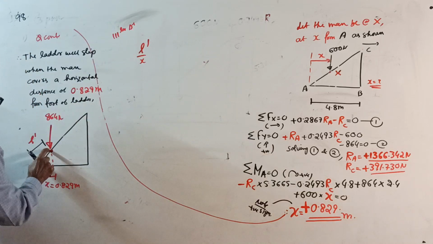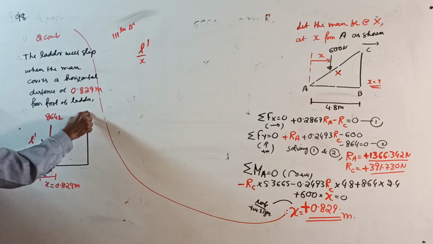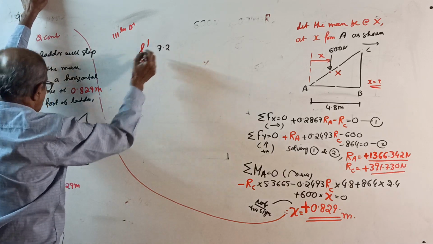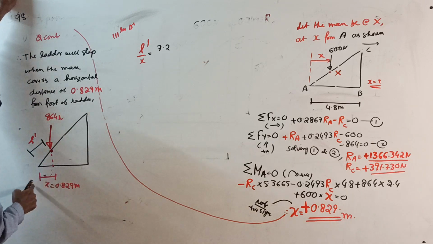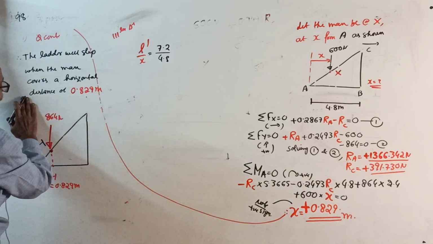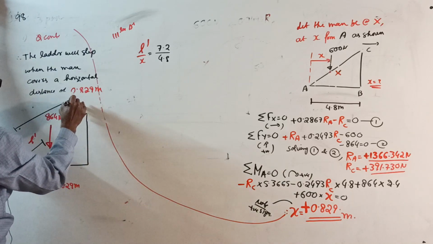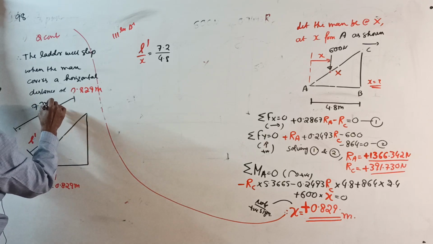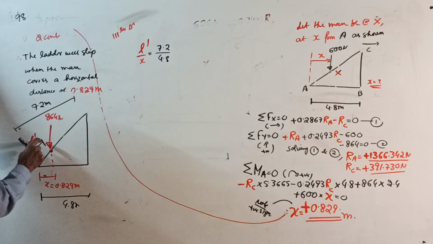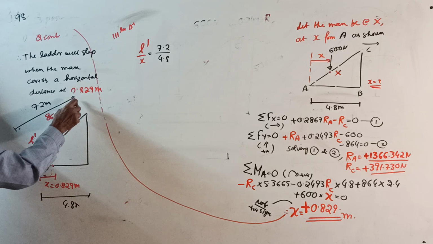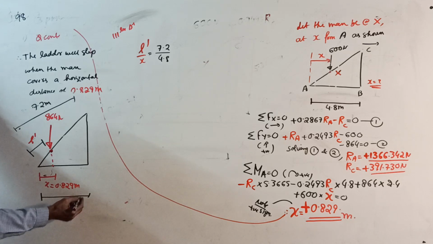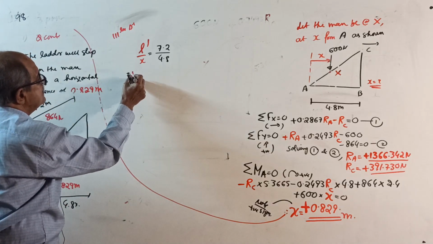See here, L dash divided by x equals the full length of the ladder divided by the horizontal base. The full length of the ladder is 7.2 meter and the horizontal base is 4.8 meter. Similar triangles: L dash divided by x equals 7.2 divided by 4.8 meter. So you get the value of L dash.